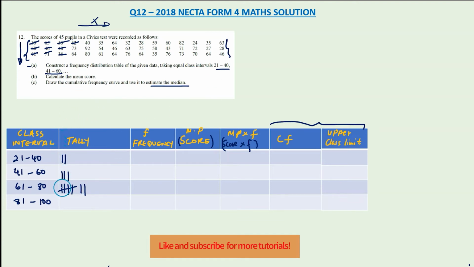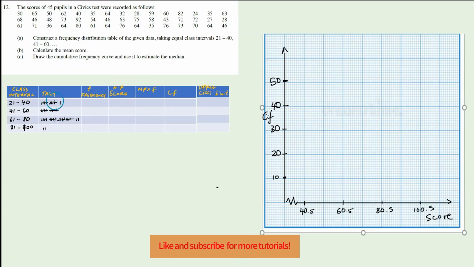So you do count 1, 2, 3, 4. The 5th one goes across. Right, so I've done my tally and now I'm just going to count them and put down my frequencies. So for this class interval 21 to 40, I have 5, 10, 11. For this one, I have 10. And I have 5, 10, 15, 20, and 2, 22. And now I have 2.